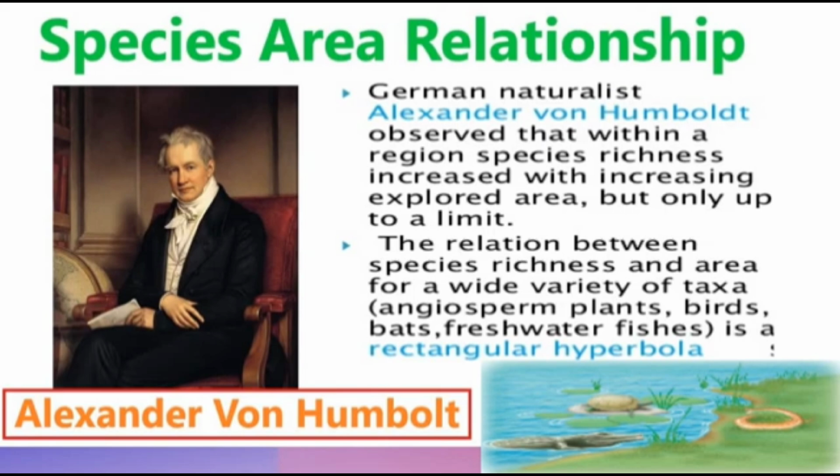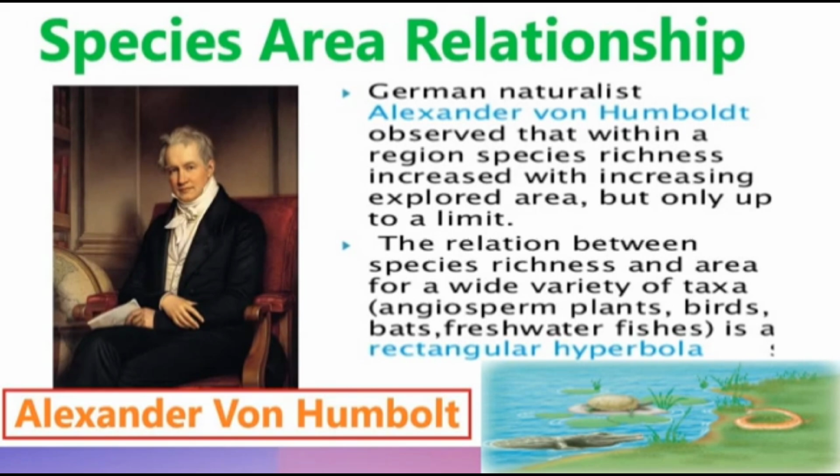As the area increases, the species number also will increase, and as a species increases, it will also widen its area. So this is the relationship between the species and the area. German biologist Alexander von Humboldt observed this and he gave the species-area relationship. He observed that within a region, species richness increased with increasing explored area.